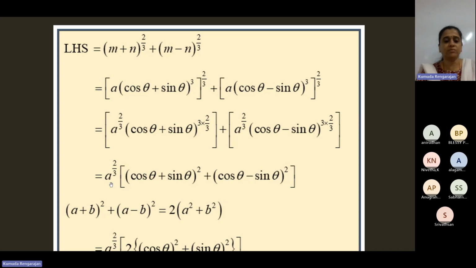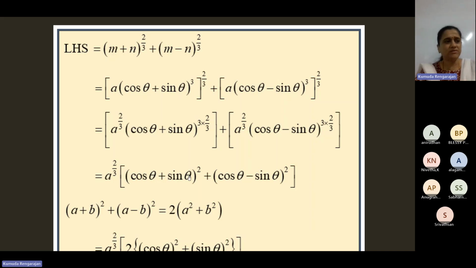So now, between this term and this term, A to the power 2 by 3 is common. So A to the power 2 by 3 here. Now this 3 and 3 will get cancelled, right? And this 3 and 3 also will get cancelled, correct? A to the power 2 by 3 is common, so I've brought it out. So we have cos theta plus sine theta, the whole square, after 3 gets cancelled, and cos theta minus sine theta, the whole square, after 3 gets cancelled.